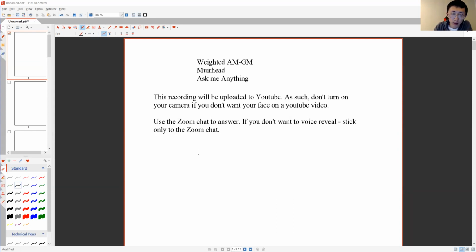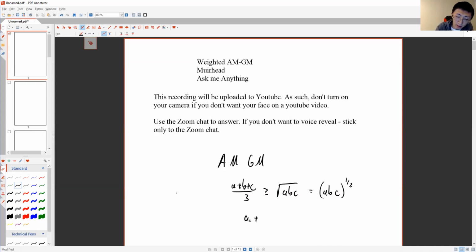Okay, so last time we proved the AM-GM inequality, which said that, let's say for 3 variables, their arithmetic mean is at least as big as their geometric mean, which is basically instead of adding, you multiply, and instead of dividing, you take it to the 1 over n power. This is for non-negative variables, and equality occurs when all of them are equal. So this is the equality case. In general, the arithmetic mean is bigger than or equal to the geometric mean.